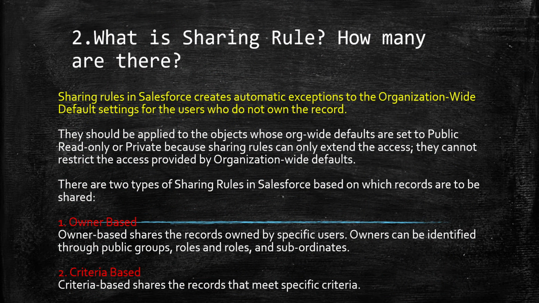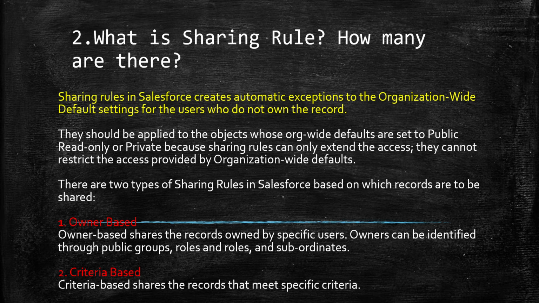Second question is, what is a sharing rule and how many types are there? A sharing rule in Salesforce creates an automatic exception to the organization-wide default settings for users who don't own the record. They should be applied to objects whose org default is set to private or public read only, because sharing rules can only extend the access, they cannot restrict the access provided by the organization-wide default.